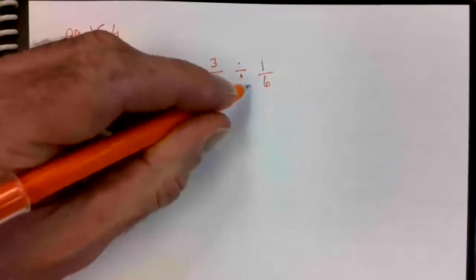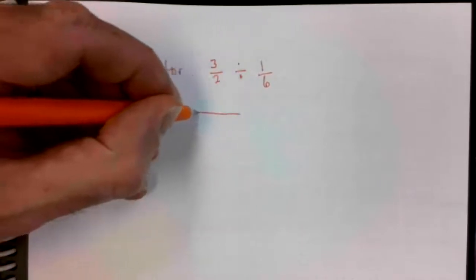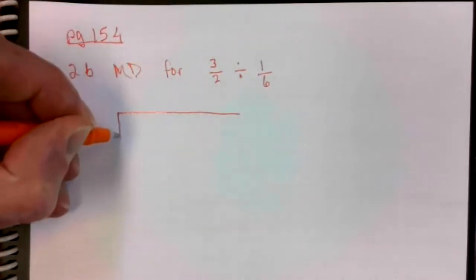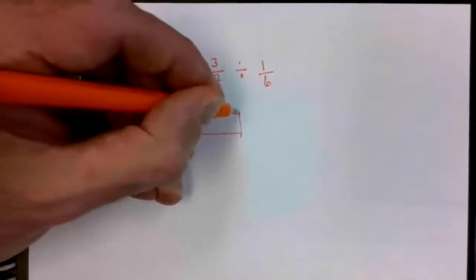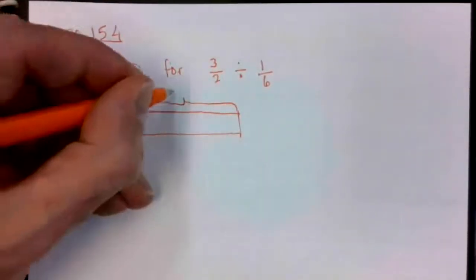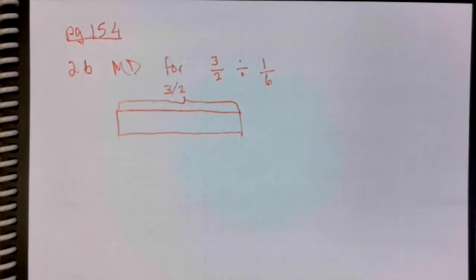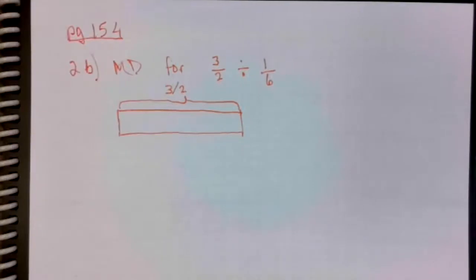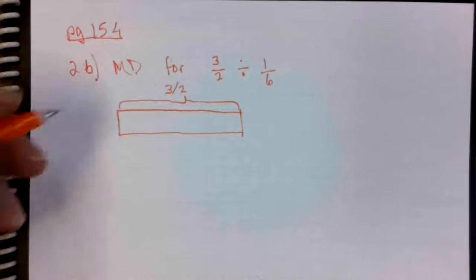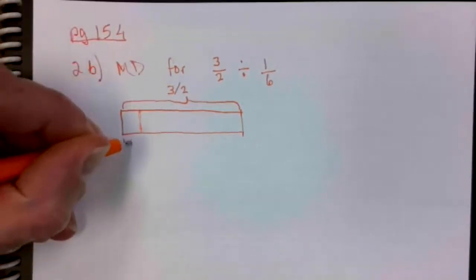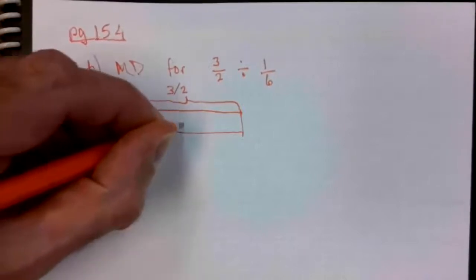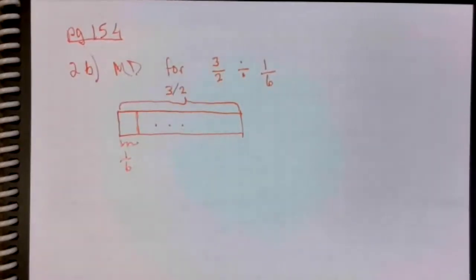Okay, so this is the whole length that we're dealing with. We're taking that and we're breaking it up. So the whole length is represented by 3/2. Now, when we're dealing with measurement division, do I know how many pieces I have, or do I know the size of the pieces? We know the size, okay? So that's 1/6, and then the question is, how many pieces are there?